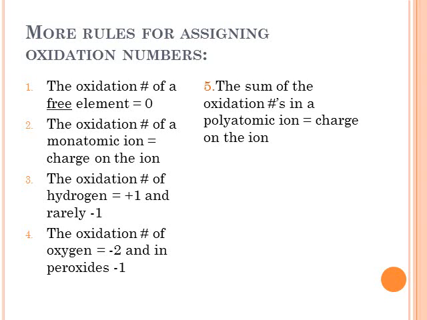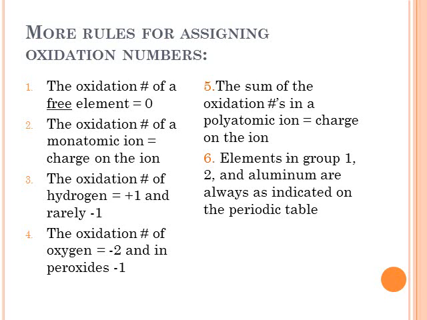Just like monatomic ions, for polyatomic ions the whole ion itself has a total oxidation number equal to the charge on the ion. That's not talking about the individual oxidation numbers for the components of the ion, but the overall charge for the ion is the overall oxidation number for that ion.